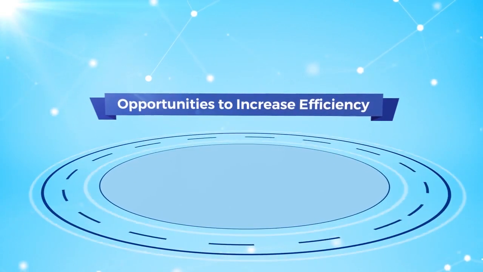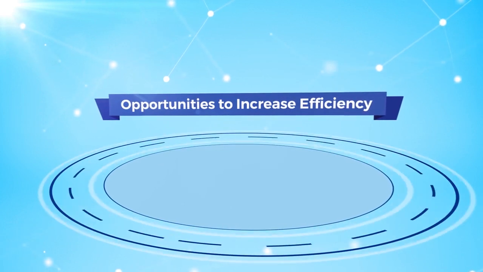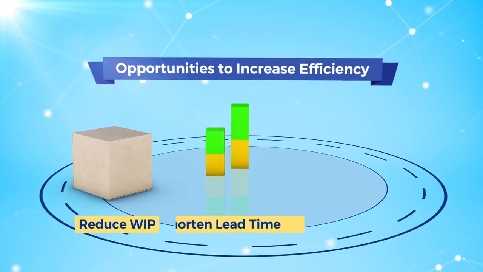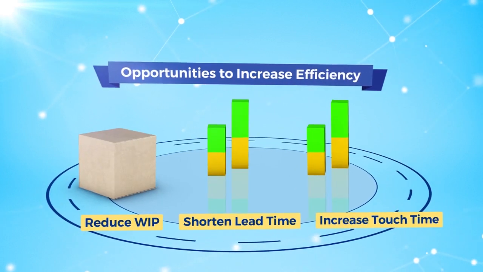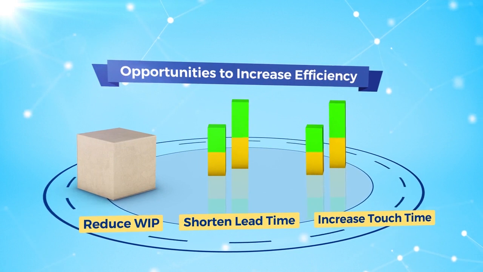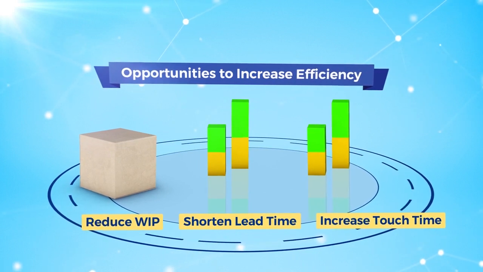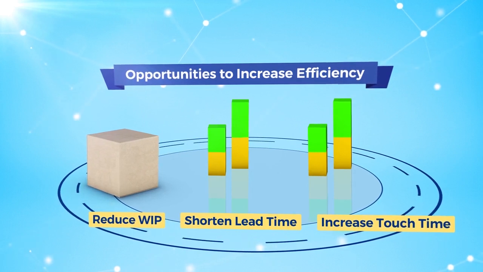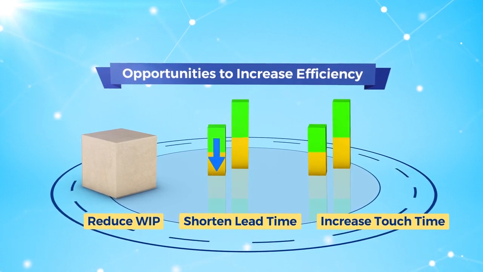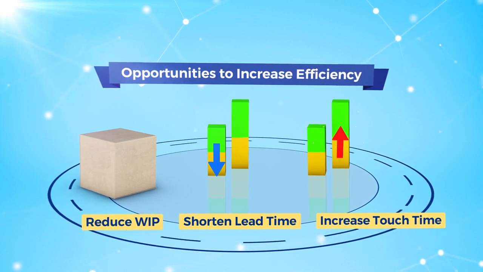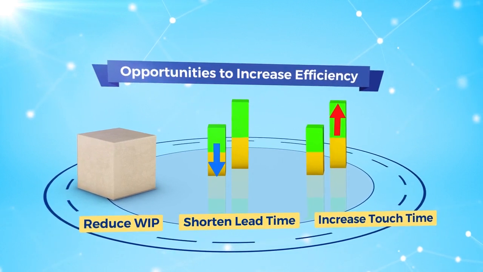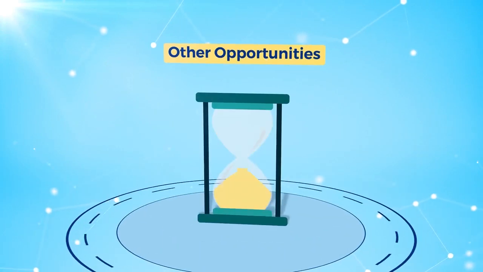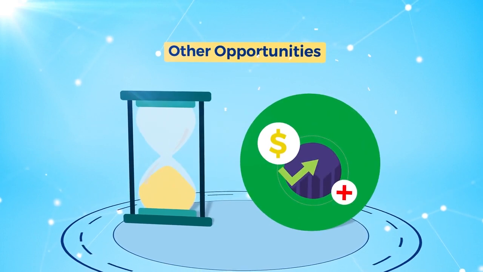Opportunities for cost reduction exist in any process with a low PCE. Reducing work in progress, or WIP, and shortening lead time can increase a process's efficiency by increasing the relative proportion of value-added activities. Value-added time cannot be increased for the same product, so the only way to increase the ratio is to lower the overall lead time. This increases the relative amount of value-added time. There are other opportunities as well, such as reducing queue time and other delays, and eliminating waste.